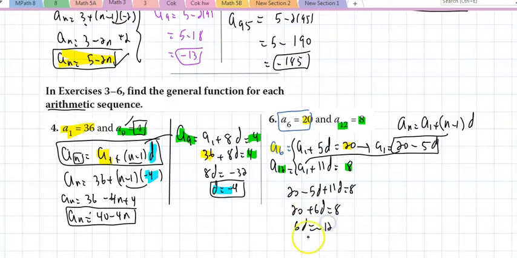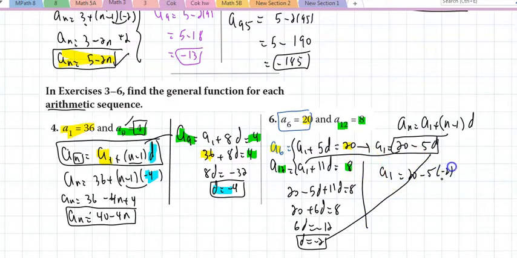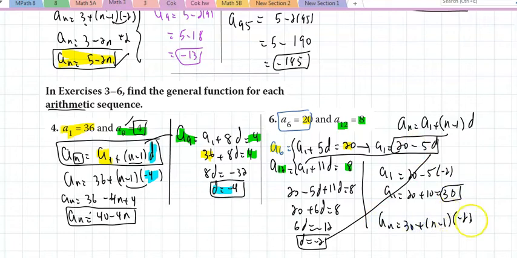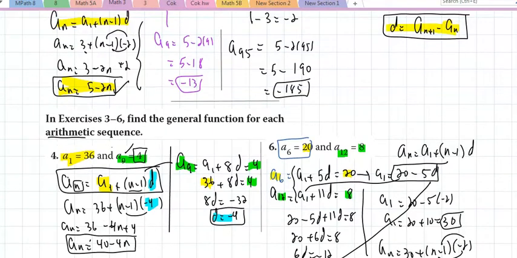6d equal a negative 12. d is negative 2. And once I figure out what d is, I plug it in and say a sub 1 must be 20 minus 5 times a negative 2, which is 20 plus 10, which is 30. So a sub n would be the first term, which is 30, plus n minus 1 times the common difference. A sub n would be negative 2n plus 30 is 32. And there it is. Now, I do want to make a note really quick.